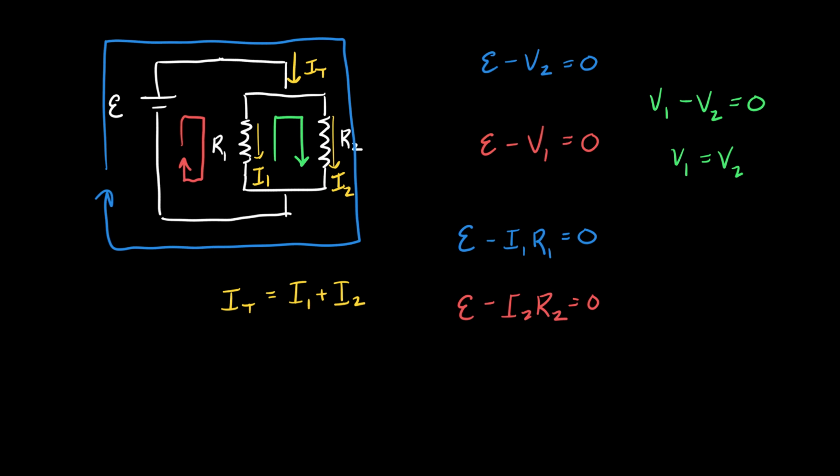So what I'm going to do is real simple. I'm going to say over here that I1 equals the EMF over R1, and I2 equals the EMF over R2. Is that good for you guys? I'm going to sub that in here and say that this is the EMF over R1 plus the EMF over R2.